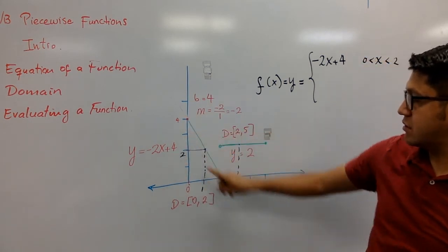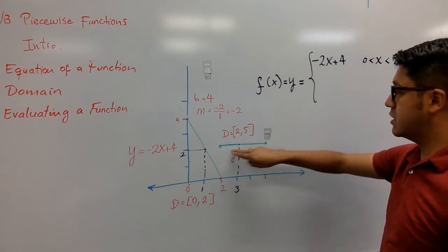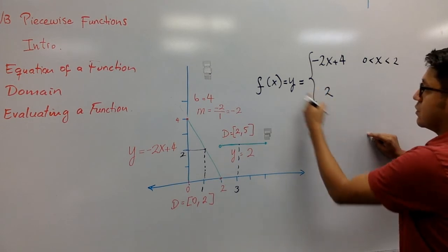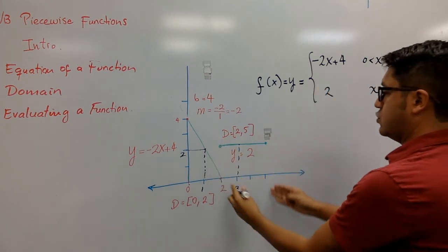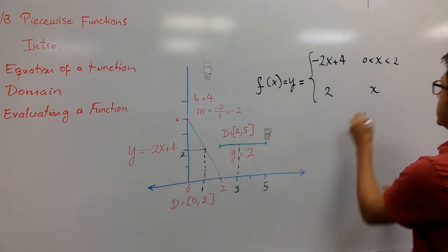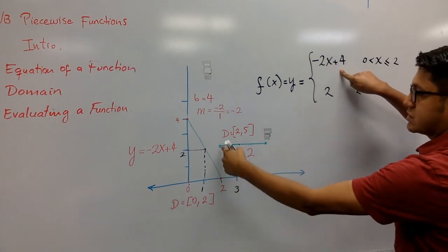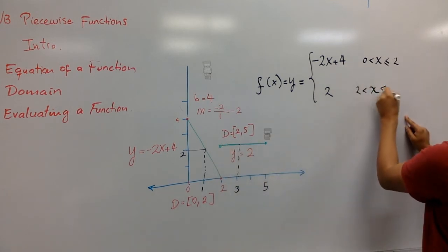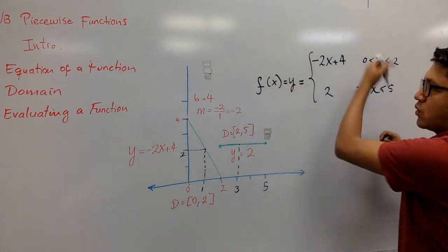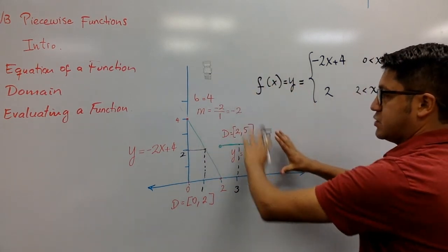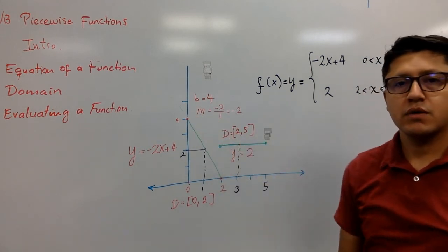You start at 0 and you end at 2, but you continue with the function, but now the function takes this value, y equals 2, for any value that is between, we are not including 2, it was included here, so it starts from 2 and ends in 5, right? So this is the whole definition of this piecewise function that has two portions, this one and this one. Okay, that's it.